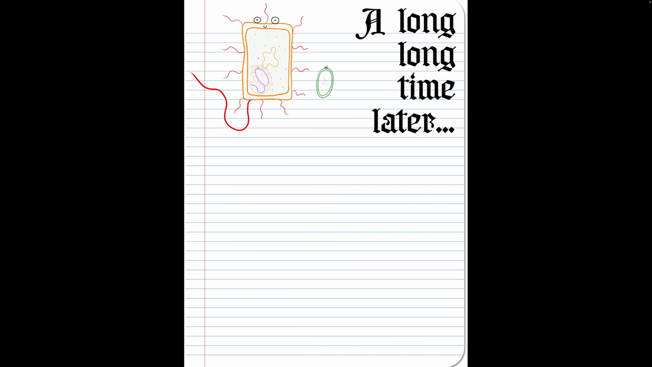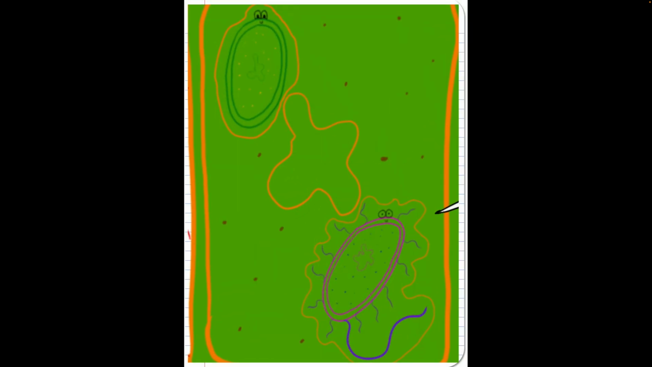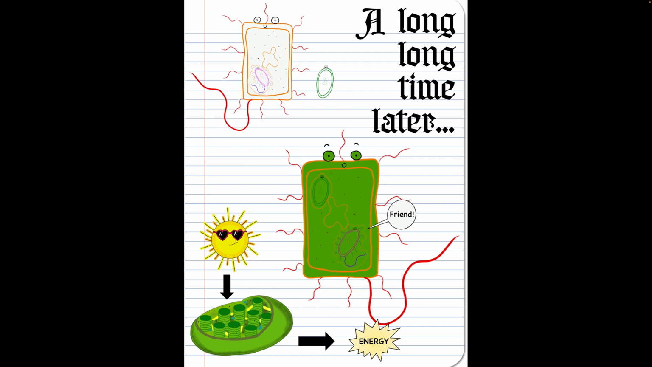Then, a long time later, another smaller prokaryote was engulfed and once again survived. This is what we now know as the chloroplast in plant cells. This symbiotic relationship was a bit different though, because the chloroplast takes light from the sun and turns that into usable energy for the organism.